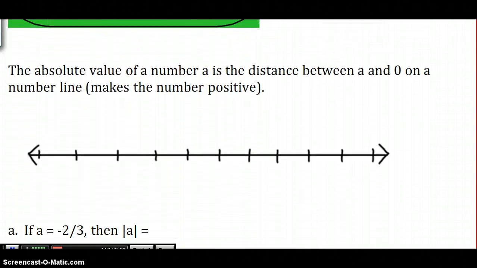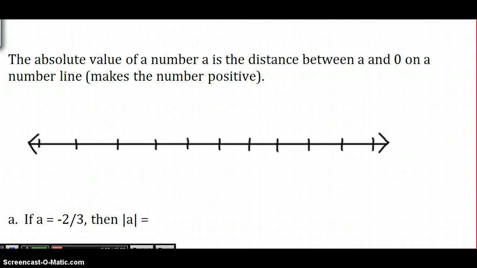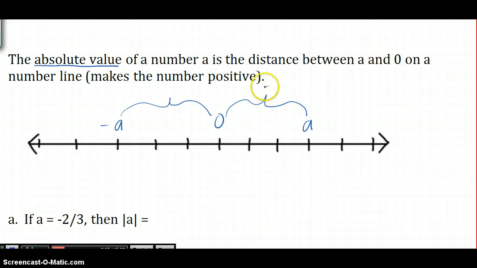The other thing before we get to adding and subtracting, we're going to talk about absolute value and what that means. The absolute value is called the distance number, and this is why. If we have some number a out in the middle of nowhere, here we have -a, and here's our 0. The absolute value is the distance from a to 0 on both sides.